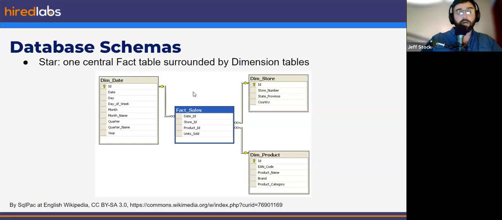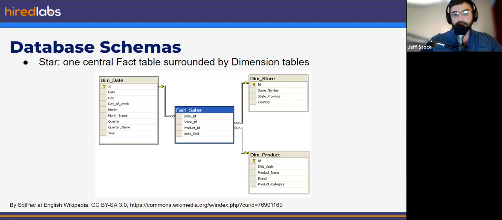There are tons and tons of them. This isn't by any means the best or the only one, but you'll see it a lot. This is called a star schema. It has a central fact table and is surrounded by dimension tables. Now, the idea here is that what we're tracking is sales. The middle table in blue is our fact table. So it's fact underscore sales.